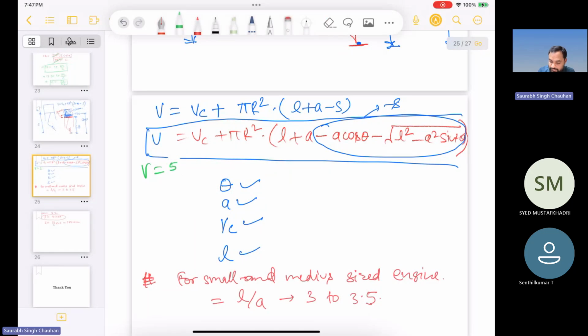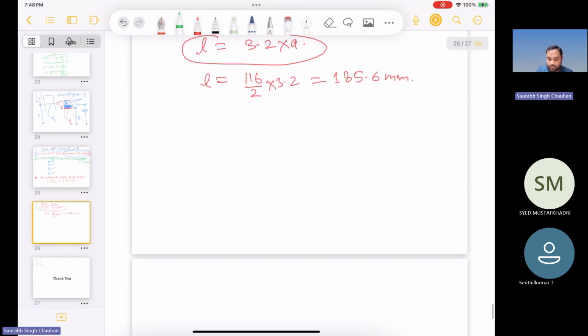So 57.39 plus pi d square by 4, where d is the bore diameter, plus L, which we have just got, 18.56, plus A, which is 5.8. I'm writing everything in centimeters. Minus 5.8 cos theta minus under root L square, 18.56 square, minus 5.8 square sine square theta. I have just substituted the values. The values were in mm and I have converted all of them into centimeters.